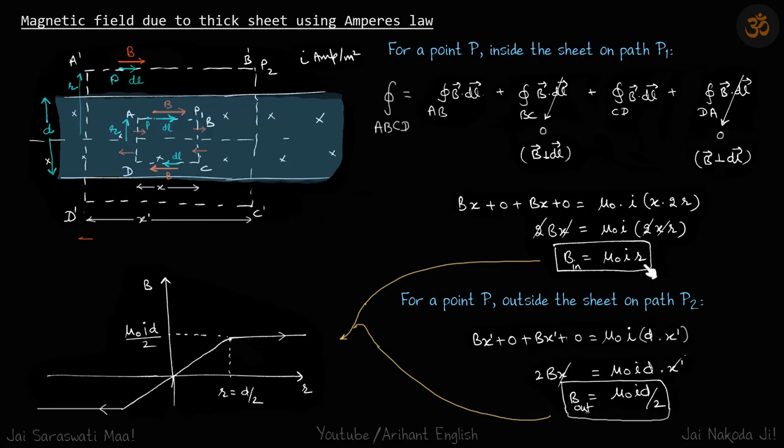So inside it's proportional to R, proportional to the distance from the axis, and outside the sheet it is constant. So if you plot B versus R, it will come like this. That's it.